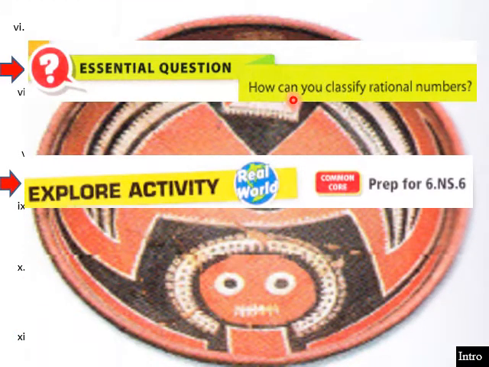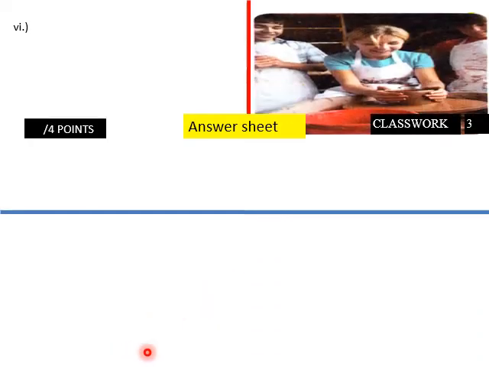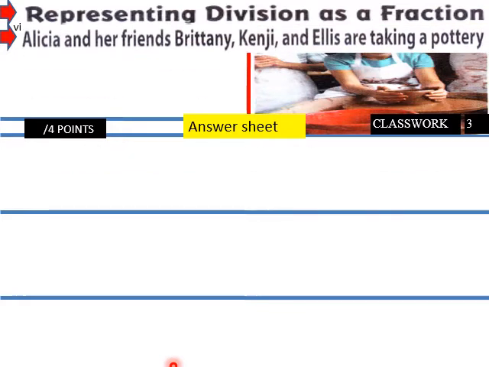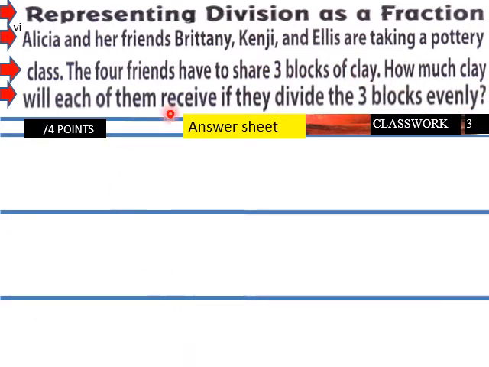Essential question: how can you classify rational numbers? Explore activity. This is the standard here for this, prepping for 6.NS.6. Classwork, page 3. Representing division as a fraction. Alicia and her friends, Brittany, Kenji, and Ellis, are taking a pottery class. The 4 friends have to share 3 blocks of clay. How much clay will each of them receive if they divide the 3 blocks evenly?